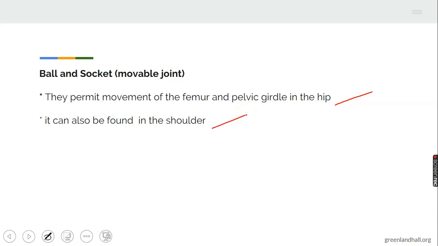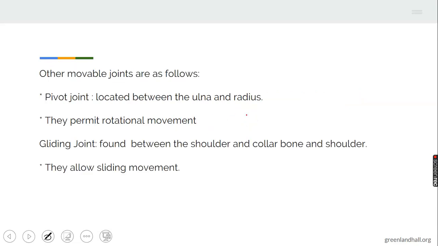Find it in the shoulder and the hip. Other movable joints, aside from the hinge joint and the ball and socket joint, are the pivot joint. Pivot joint is located between the ulna and the radius. They permit rotational movements. We also have gliding joint that is found between the shoulder and the collar bone. These allow sliding movements.